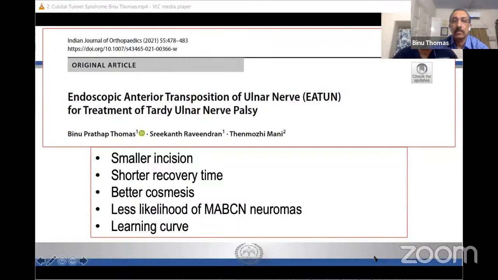In the last few years, we've been doing anterior transposition with endoscopic assistance, and we reported this recently in the JBJS. The advantage is a small incision and shorter recovery time, but there is a learning curve.